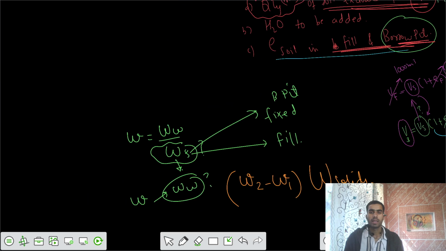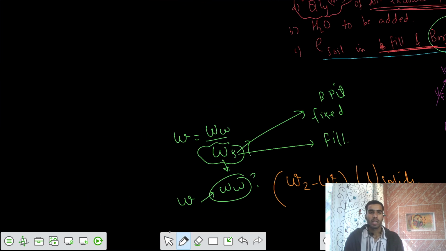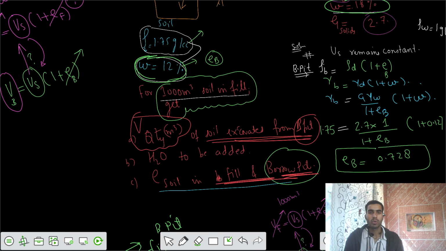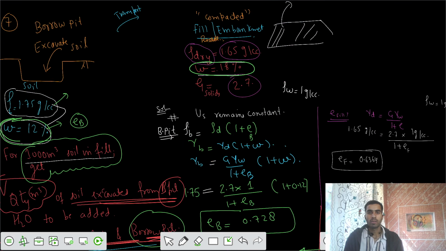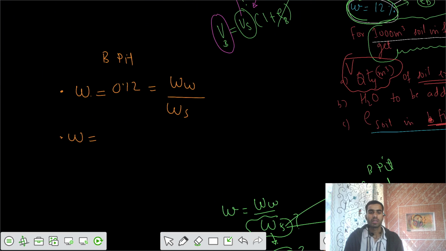So let's see how. In the initial case, if I talk about the borrow pit, 12% was your water content, that is 0.12, which is weight of water divided by weight of solids. And the water content in the fill site is 18%, 0.18, which is some weight of water divided by weight of solids. The first one is related to the borrow pit, and this one is related to the fill.